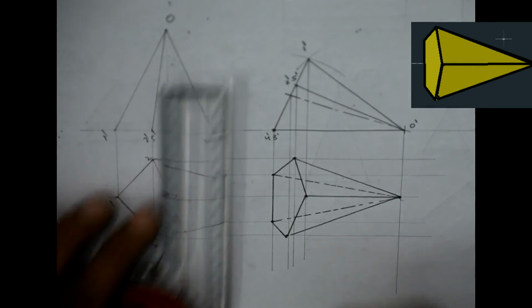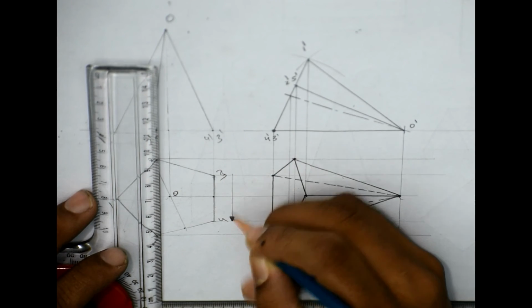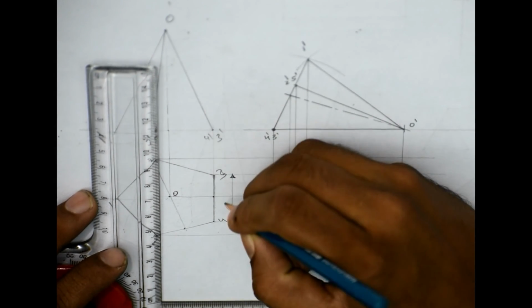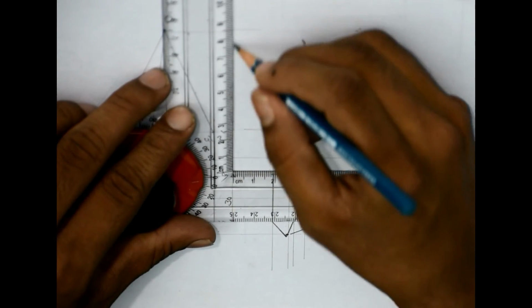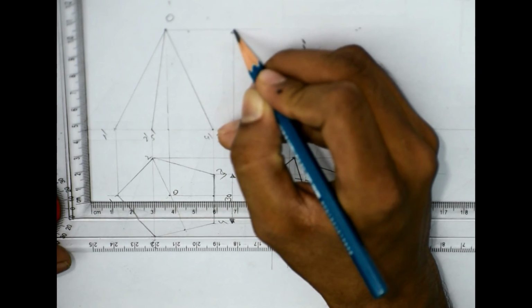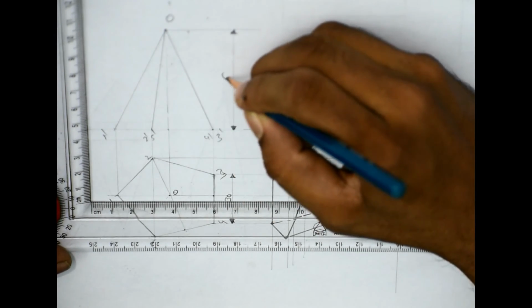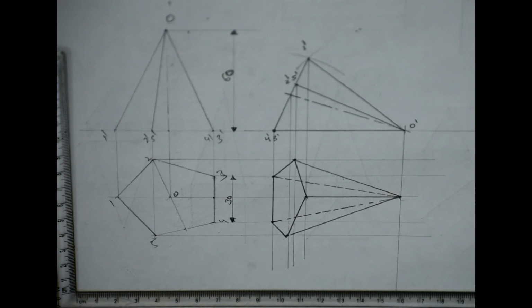And as for the dimensioning part, you need to dimension only two things: the main base and the axis height of this figure, which is 60. This completes our exercise number 40.